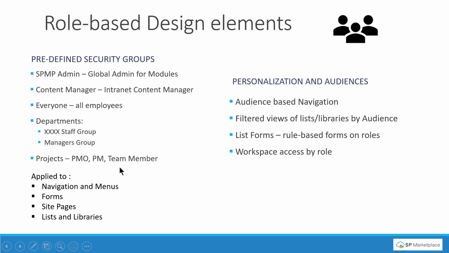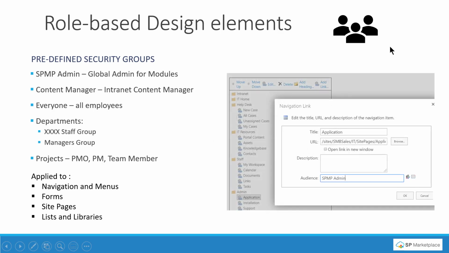Now, we apply these roles several places. We apply them to the navigation and menus. So depending on who you are when you come into one of our modules, you may get a bit different set of menus. We apply it to forms. Some forms may have different tabs for different people. We apply it to site pages, in what we show and content in the pages can be personalized. And in lists and libraries, we also have filtered views by roles. So what that allows us to do, too, is to personalize things. So you can have audience-based personalized navigation, views, list forms, and workspace by role, too. And you can go in and modify that and change it as your organization needs very easily, again, without code and without having to go into the back end of SharePoint to find that.